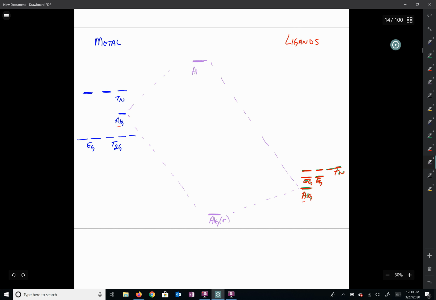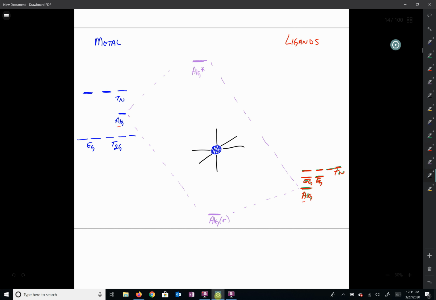Okay, so A1G star. Let me pause here for just a second and focus on this. All I'm doing is matching the symmetry of the orbitals. What in the world does this orbital look like? Well, let's draw it out. It's my s orbital on my metal, with an A1G set of orbitals coming in from my ligands.